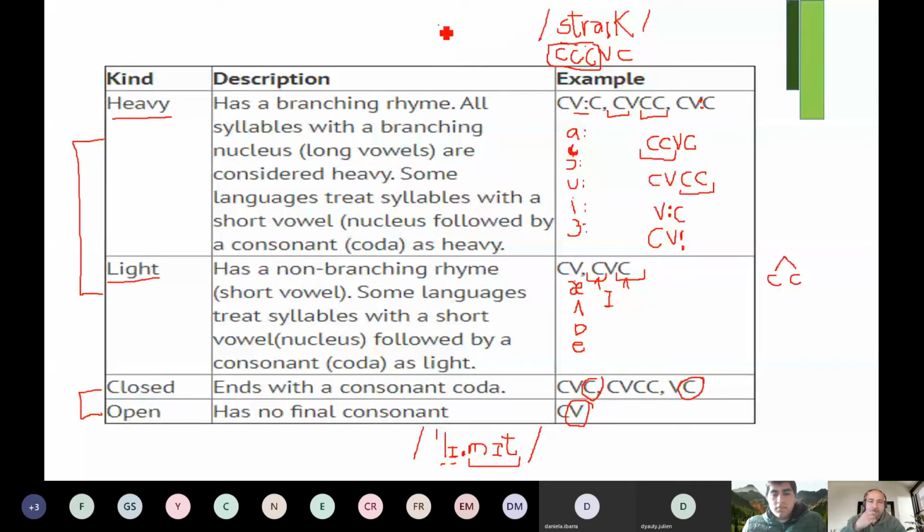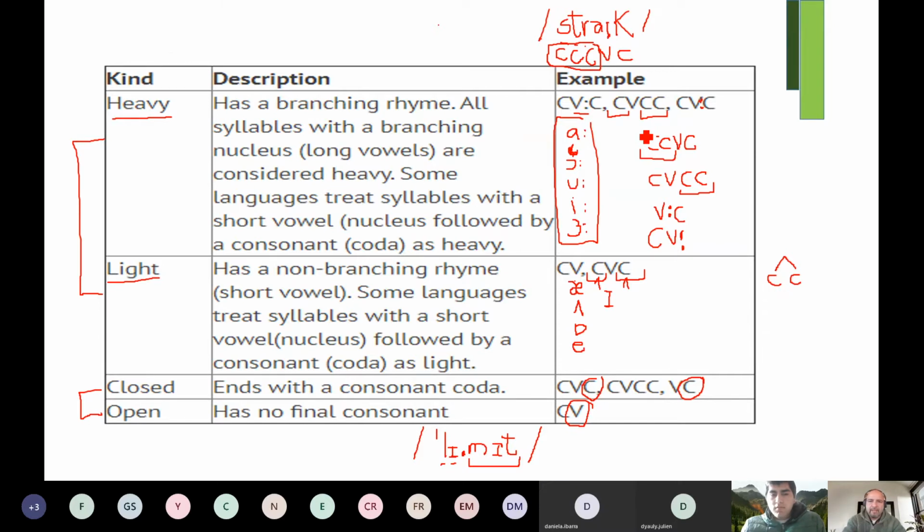So these are four words or elements that could be applied when we are describing a syllable. They can be either heavy or light, or closed and open. To be called heavy, it can have a long vowel sound or a branching onset or a branching coda. Either one makes it a heavy syllable. You don't necessarily have to have both things at the same time.